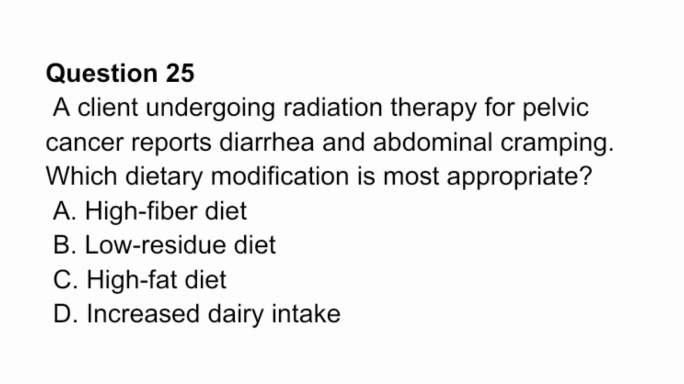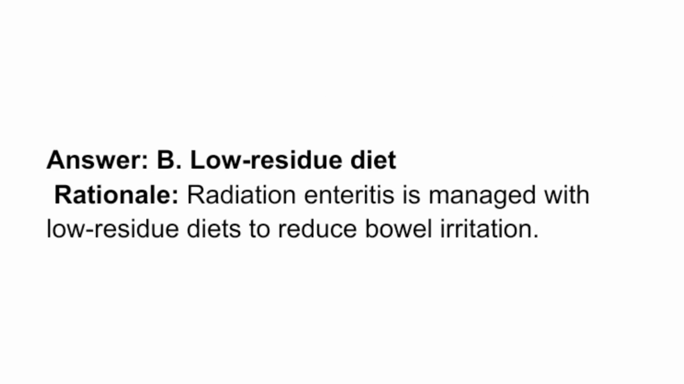Question 25. A client undergoing radiation therapy for pelvic cancer reports diarrhea and abdominal cramping. Which dietary modification is most appropriate? A. High-fiber diet. B. Low-residue diet. C. High-fat diet. D. Increased dairy intake. Answer: B. Low-residue diet. Rationale: radiation enteritis is managed with low-residue diets to reduce bowel irritation.